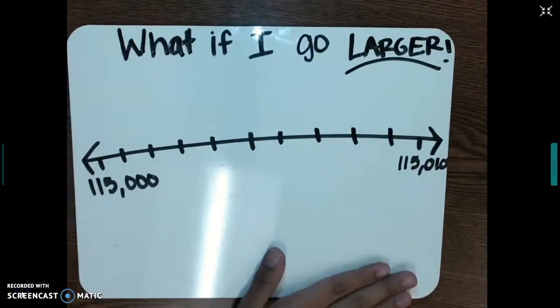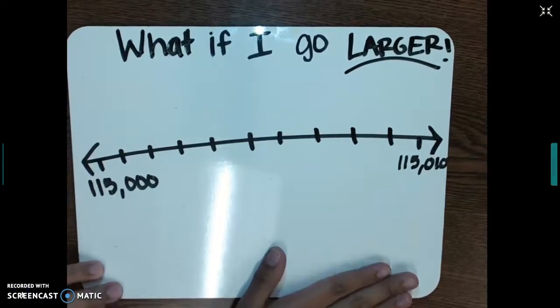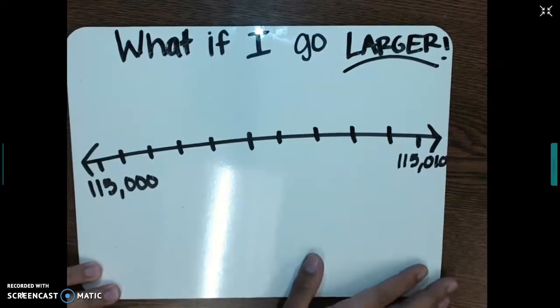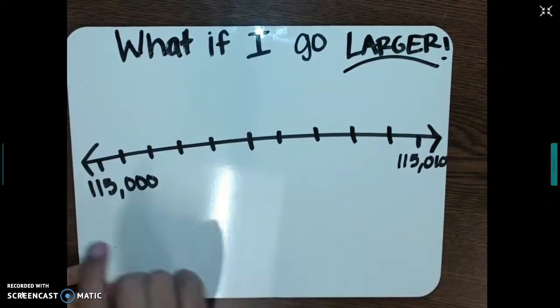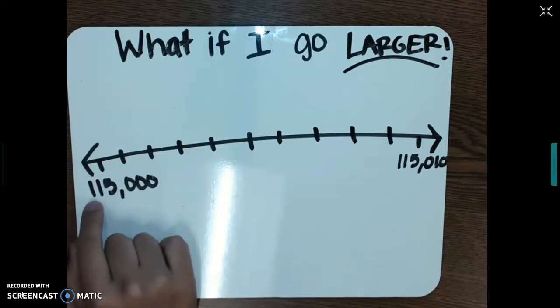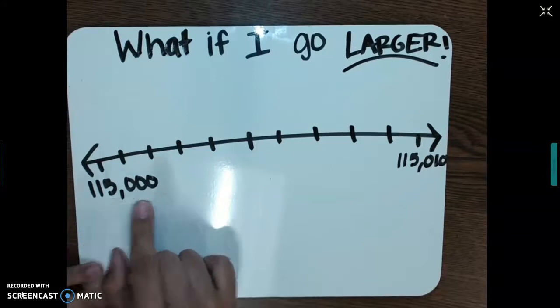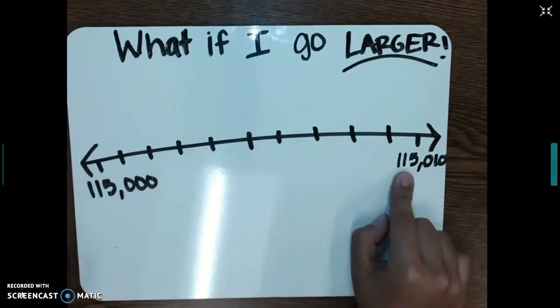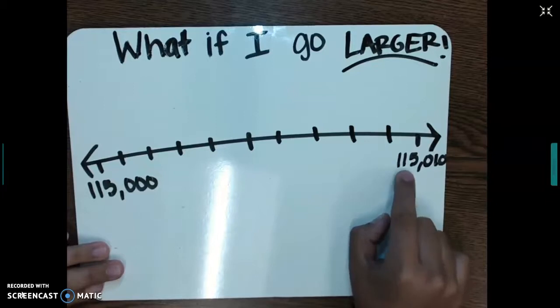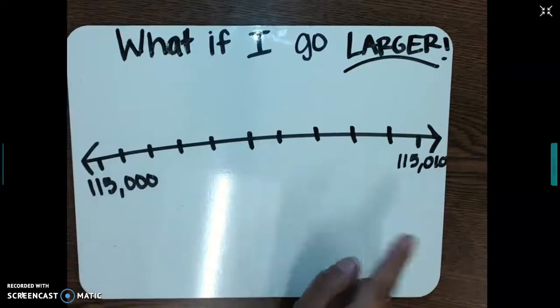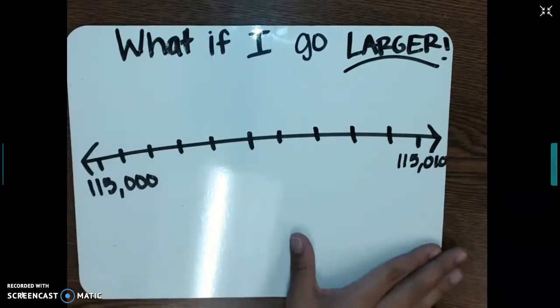Now let's see what happens, or if it looks different when I use larger numbers. So what happens if I go larger? What happens if I use larger numbers? So here I have a number that goes all the way up to the 100,000s. I have 115,000, and then at the end, my greater number is 115,010. Let's see if the jumps are any different and how that would look in standard form.